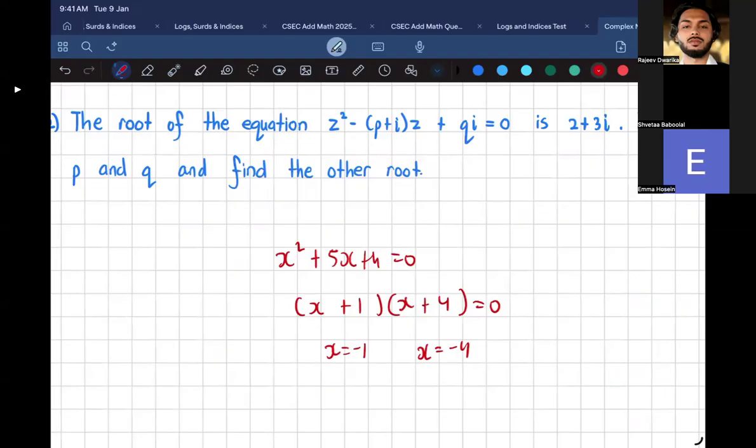So x equals minus 1 would be a root, and x equals minus 4 would be a root. According to the factor theorem, if I plug that root into the quadratic, what am I supposed to get? 0. That's what Emma used, because the question gave you one of the roots. If I plug that root into the quadratic equation, it's supposed to be 0. You understand what I'm saying?